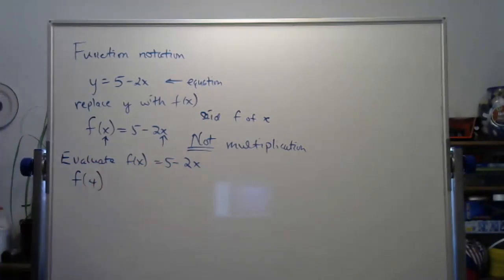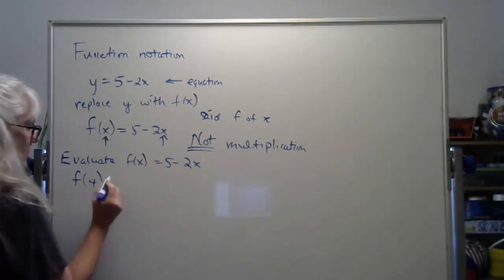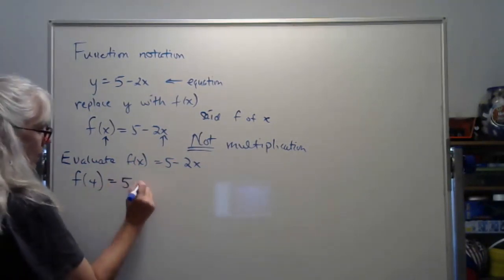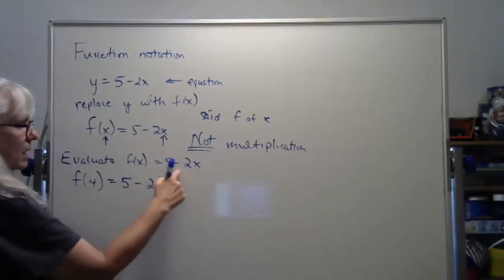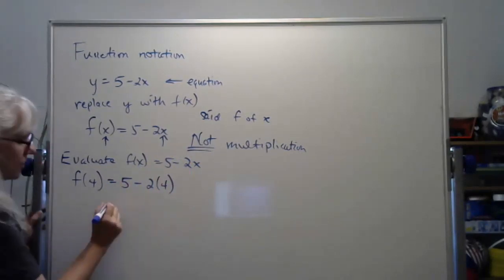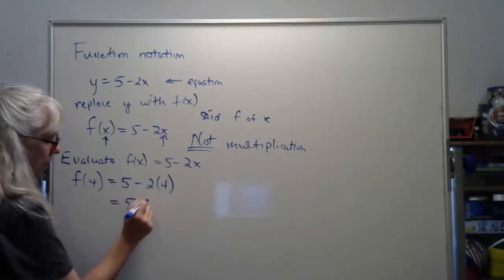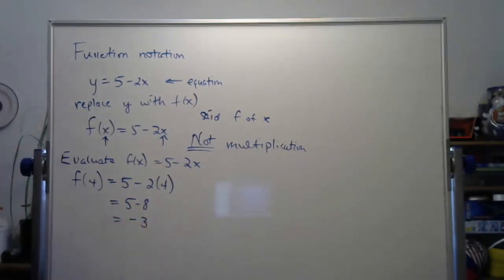Notice I've taken the x out of the function notation and replaced it with a 4. That means that any place I see an x, I'm going to replace it with 4. This is simply telling me my replacement value. So we take the 4 and write it in place of that x. Instead of 5 minus 2x, we now have 5 minus 2 times 4, and we simplify that. That would be 5 minus 8, which gives me a negative 3.